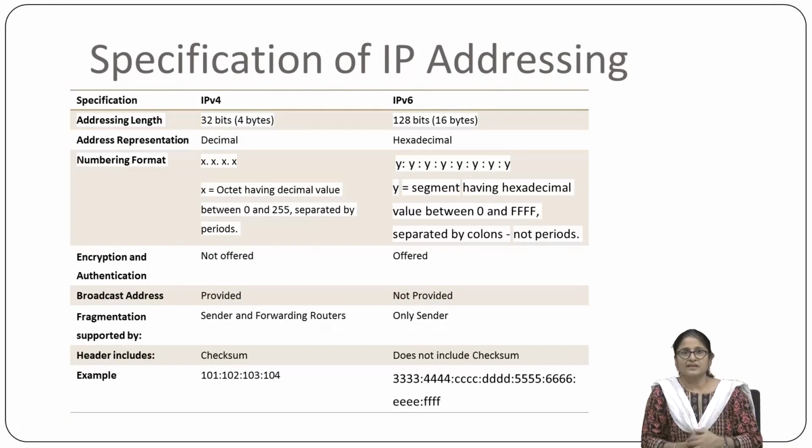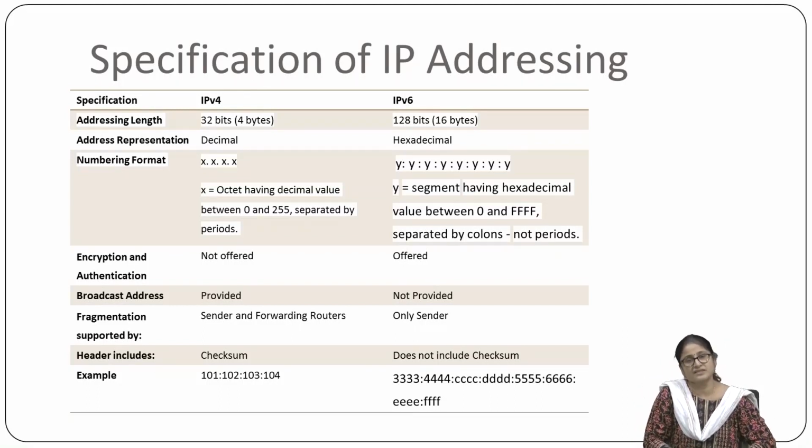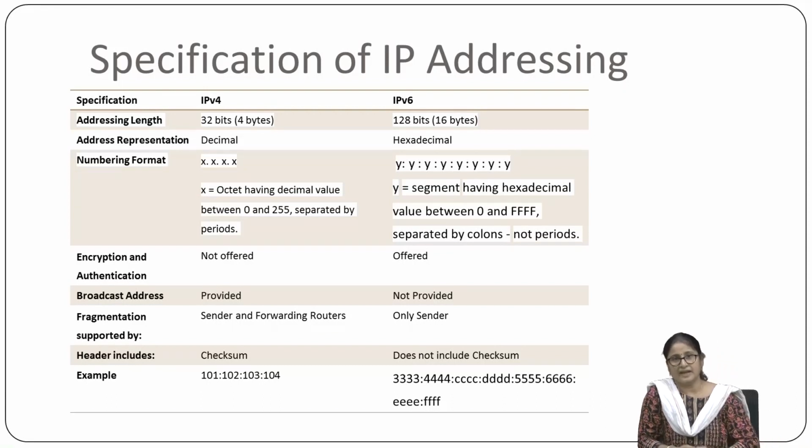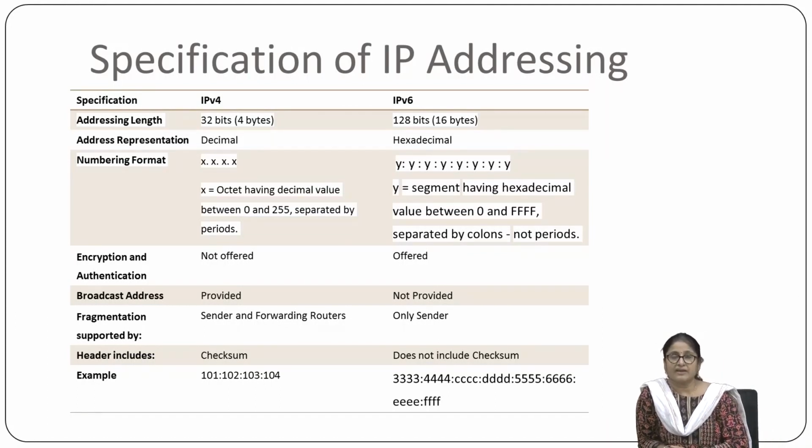Now, basically, regarding the specification of IP addressing, there are two forms: the first one is the IPv4 version and the second is the IPv6 version. The details of each version have been given in this table. You can see the addressing length of IPv4 is 32 bits, while IPv6 is 128 bits. That means it takes 16 bytes. IPv4 allows a maximum of 2 raised to 32 unique addresses, while IPv6 allows 2 raised to 128 unique addresses.